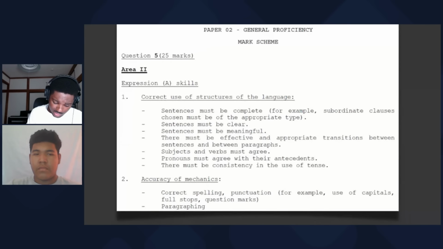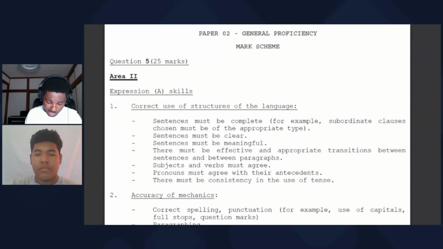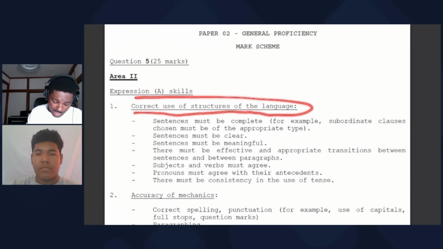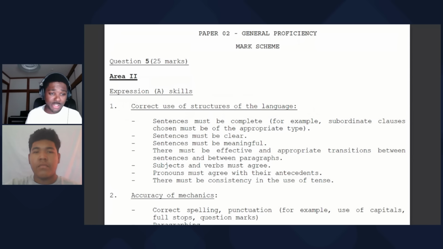Let's look at expression, the expression skills. What must we be able to do here? Let's see. Must be able to show this skill. Correct use of structures of the language. So you must be writing in complete sentences. That should be a no-brainer. You shouldn't be writing sentence fragments. You shouldn't be writing phrases and leaving them to hang. Make sure your sentences are complete.